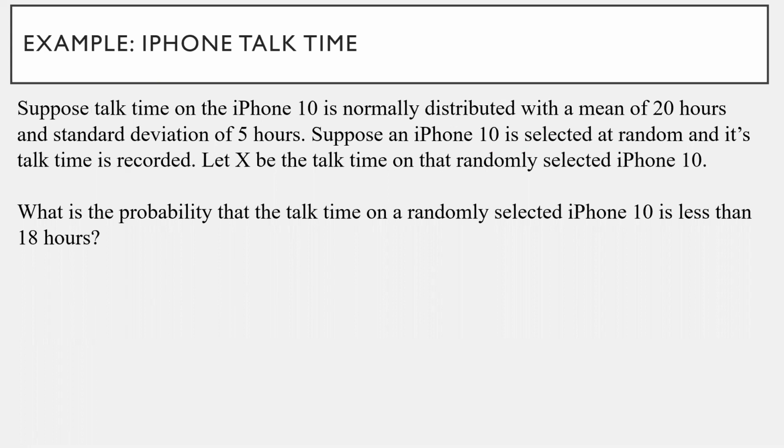Suppose talk time on the iPhone 10 is normally distributed with a mean of 20 hours and standard deviation of 5 hours. Okay, suppose an iPhone 10 is selected at random and its talk time is recorded. What is the probability that the talk time on a randomly selected iPhone 10 is less than 18 hours?